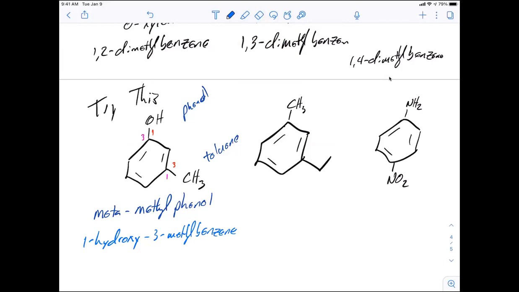The meta-methylphenol, that's what you would see in a biology lab most often. Okay, the common names are preferenced in many cases. Okay, if we look at the next one, now we don't have to, right?